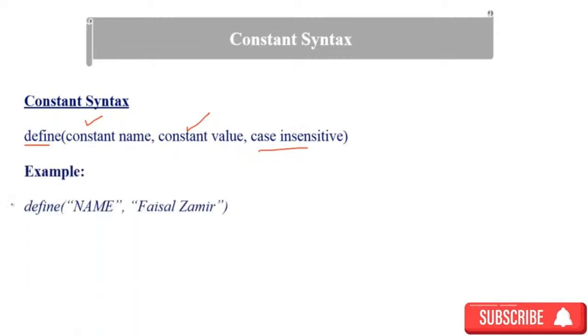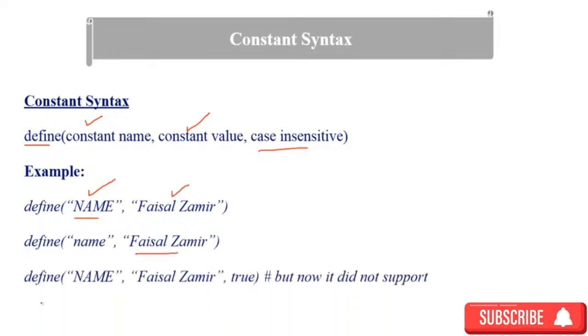Now for example, define name: this is the name of the constant, this is the value of the constant. You can also use lowercase or a collection of lowercase and uppercase. This is the name of the constant, the value of the constant, and this parameter, true or false, is the case-insensitive value, but it will not work in this version of PHP. Now I open Visual Studio Code and create a constant.